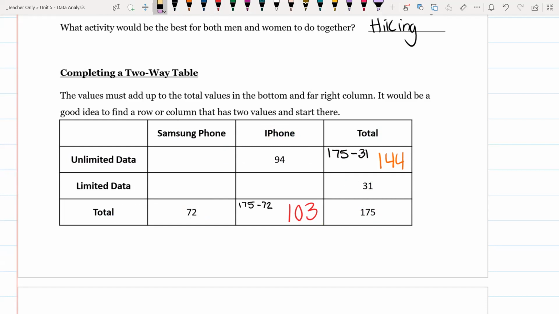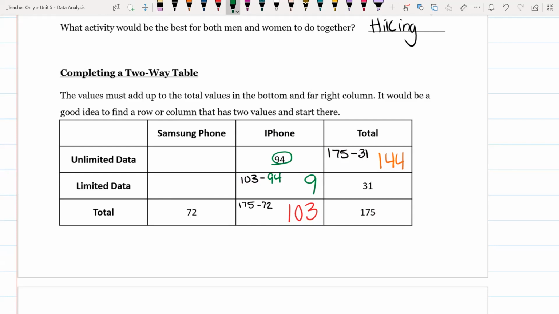Okay, so now let's fill in the missing information. The next box would be how many people with iPhones have limited data. So the next box would be this one. We know that we have a total of 103 iPhones. We're going to do 103 minus how many have unlimited data, which is this 94. So what is 103 minus 94? Well, that's 9. Okay, so we have these last two columns done, right?